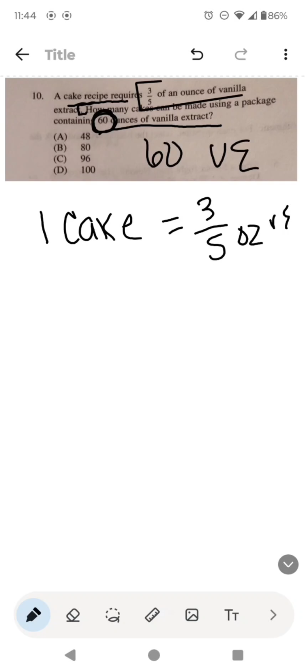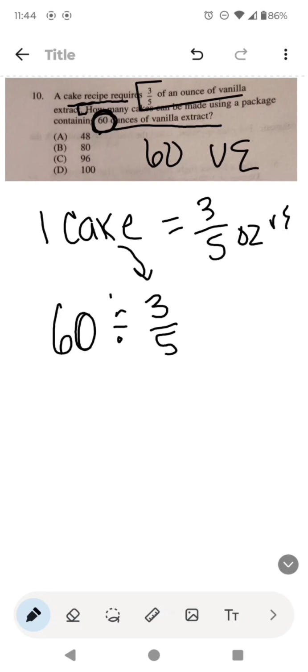Since one cake uses 3/5, I'm going to take that 60 and split it by 3/5, because that's going to represent one cake. So how many cakes can I get? Well, this is dividing fractions. Don't worry about why. You're going to have to flip that second one and then multiply. The way I divide fractions is multiply by the reciprocal.